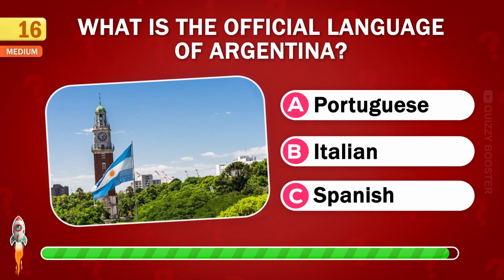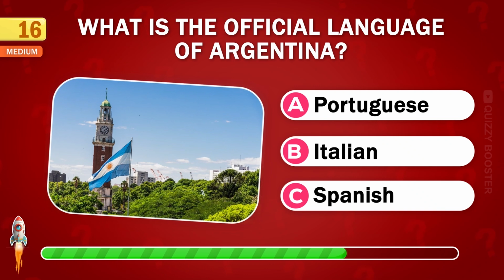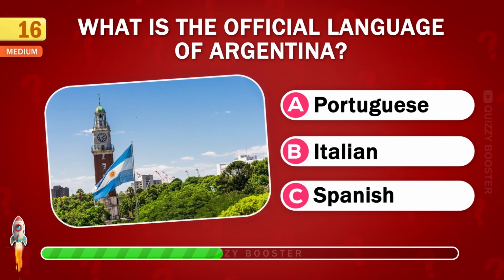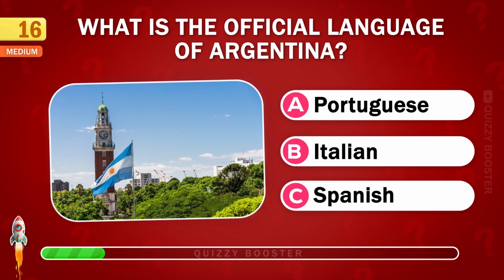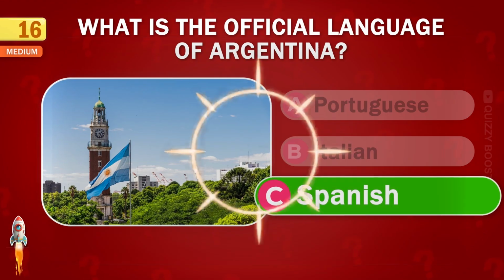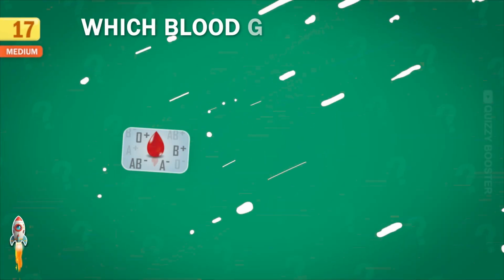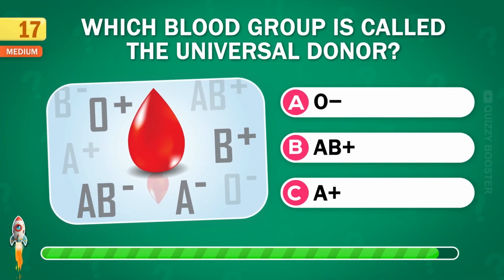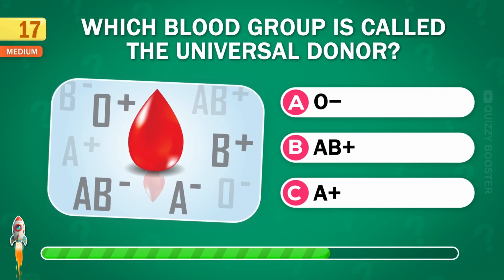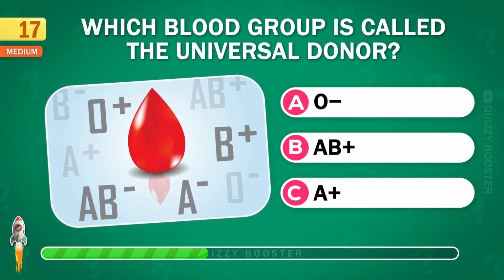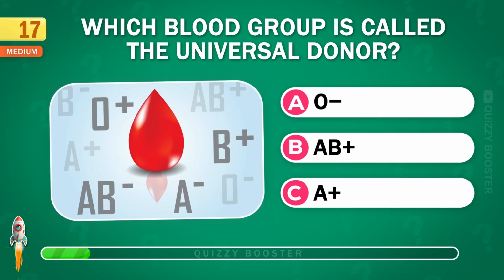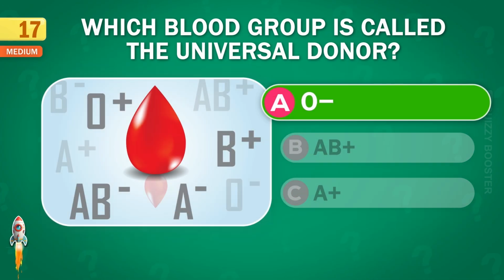It's time for some medium-level questions. What is the official language of Argentina? Spanish is the correct answer. Which blood group is called the universal donor? O negative can donate to all blood types.